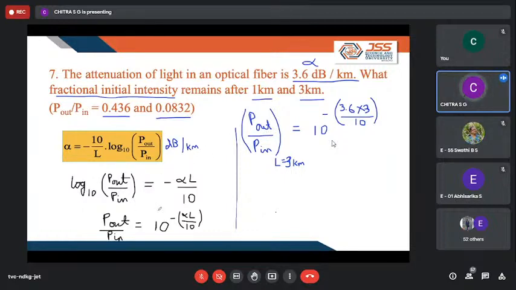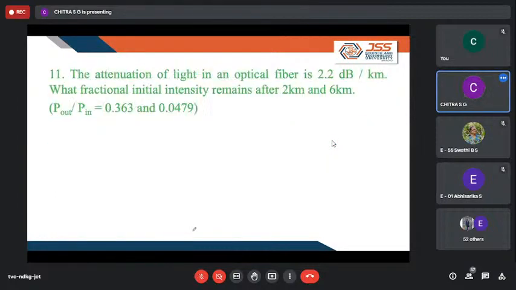So you have to rearrange that equation: P out by P in is equal to 10 to the power of minus alpha L into 10, so that at two different lengths, L is equal to 2 kilometer and L is equal to 6 kilometer. Write down these answers and check whether you're getting the same answer. P out by P in for 2 kilometer will be 0.363, and P out by P in after 6 kilometer will be 0.0479. Write down these answers and check.